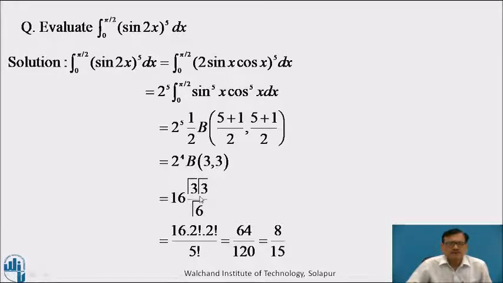16 into gamma of 3 we can write 2 factorial, again gamma of 3 is 2 factorial, and gamma of 6 is 5 factorial, which is equal to 64 by 120, that is 8 by 15. This is the value of the given integral.